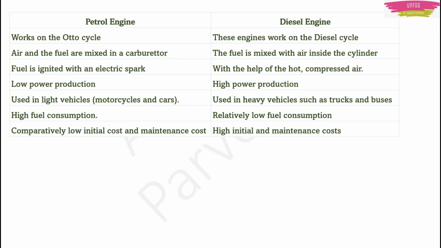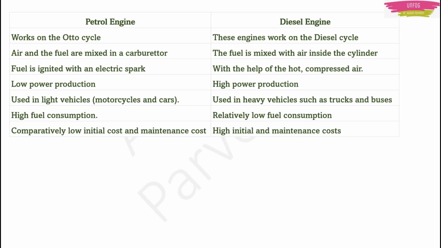Now let's see what the differences are between petrol engine and diesel engine. Both are internal combustion engines, but they work on different principles or different cycles. Petrol engine works on the Otto cycle. Diesel engine works on the diesel cycle. In a petrol engine, air and fuel are mixed together in one chamber. You call it a carburetor. But in a diesel engine, the fuel is mixed with air inside the cylinder.